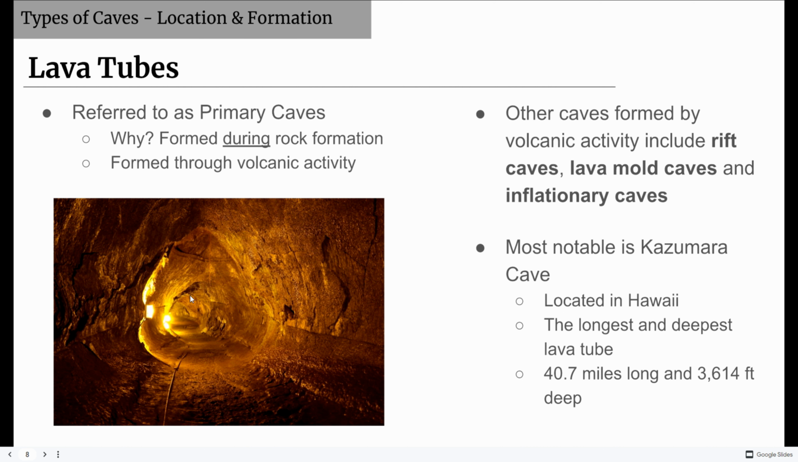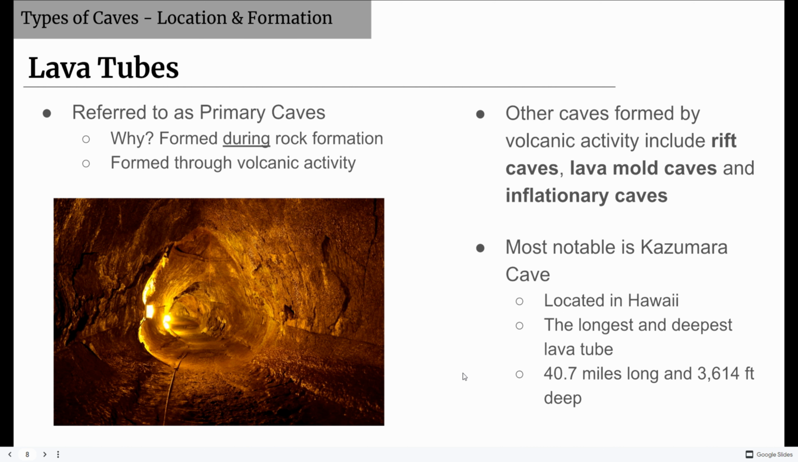So this is where the lava would have been flowing, as the outside rings of rock, these outside surfaces of rock, were cooling all around, and the hot lava was still flowing through. And you end up with these hollow tubes going away from the volcano. So lava tubes are a little bit different from all other types of caves.